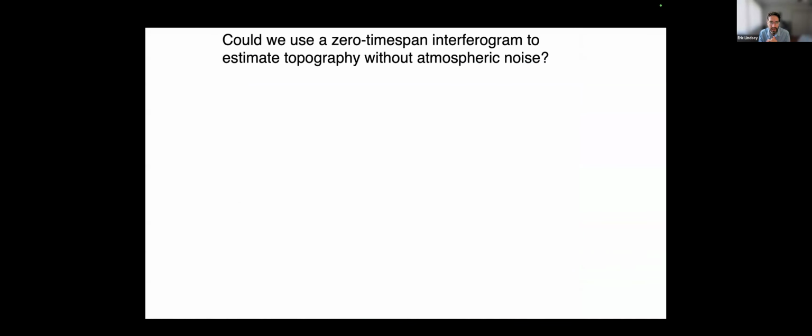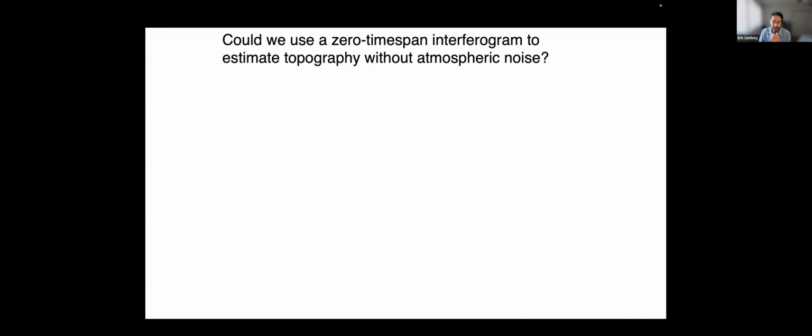Here's an interesting idea. What if we had a 0 time span interferogram? One of the big problems with doing this kind of work is that we always have atmospheric noise. And the atmospheric noise is contributing error to our topography. That's the main limitation on the resolution and accuracy of those topographic maps, that they can have atmospheric noise. So if we had a 0 time span interferogram, somehow with the images both being collected at the same time, still with a perpendicular baseline, then we wouldn't have any atmospheric noise because it would all just cancel out between the two images that were collected at exactly the same time.